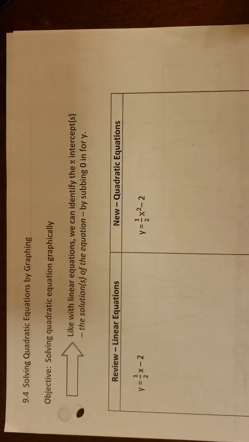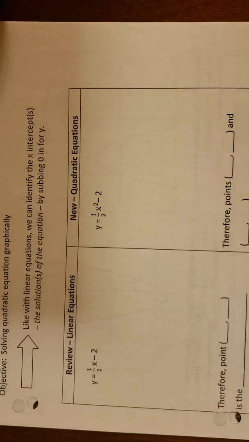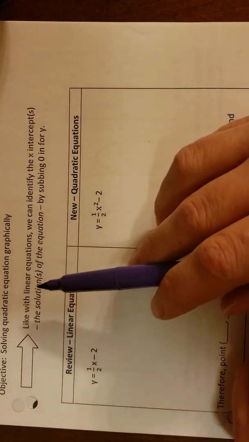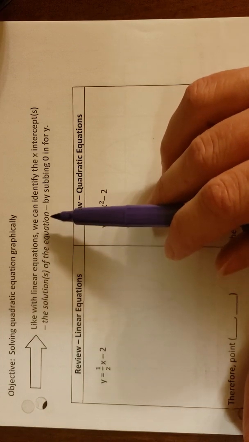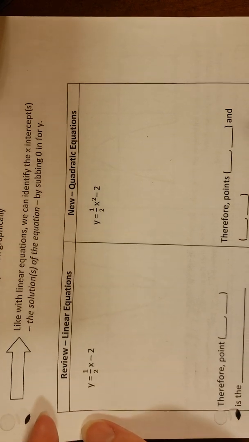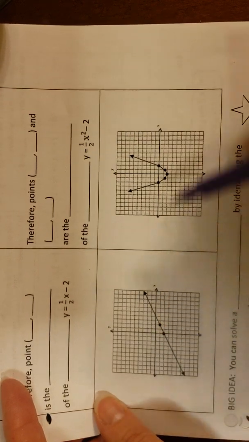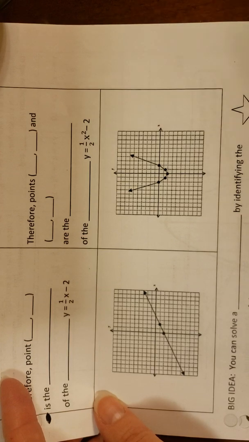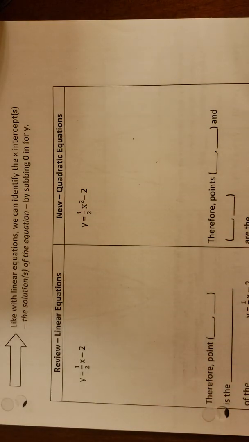So let's get started. Our objective is to solve quadratics graphically. Previously we have solved linear equations graphically, and I want to start this lesson with a contrast between graphing linear equations and graphing quadratic equations. Like linear equations, we can find the x-intercepts, that's the solution of the equation, by subbing in 0 for y. The reason for that is the solution for x is going to be the x-intercept. No matter where a line crosses the x-axis, that coordinate is going to be some number and then 0 for y. And so that's why we can sub in 0 for y to find where the x-intercept will be.